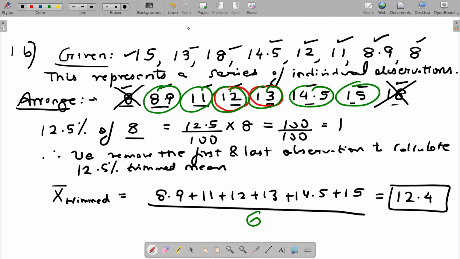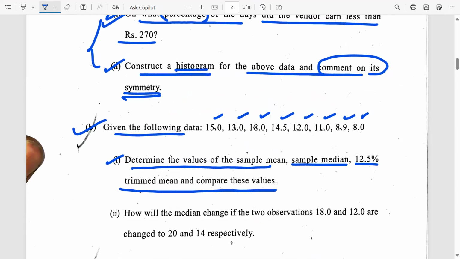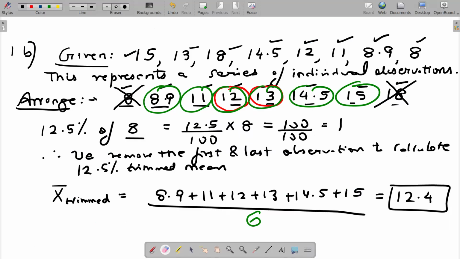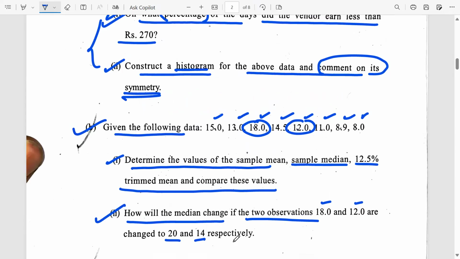And now coming back to the question paper, what's the next part? How will the median change if the two observations 18 and 12 are changed to 20 and 14? So instead of 18 and 12, we have 20 and 14. That is very easy. First of all, let me remove this cross. Our original data had 8 and this was 18. Let me correct myself, 18 and 12 are replaced with 20 and 14.